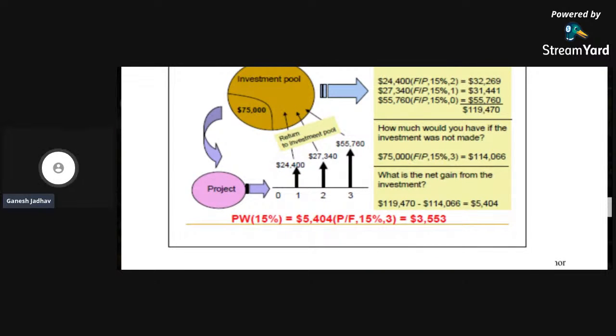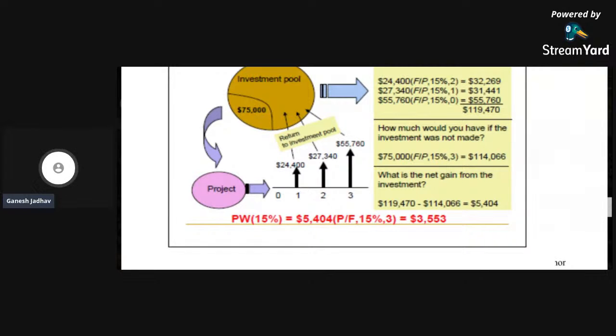So how much would you have if the investment was not made? You can calculate that, it is 75,000. That is the value of P, and you have to calculate your future value against the investment. So you can say that your total gain is your actual gain minus whatever your investment, that is what you gain from your project.